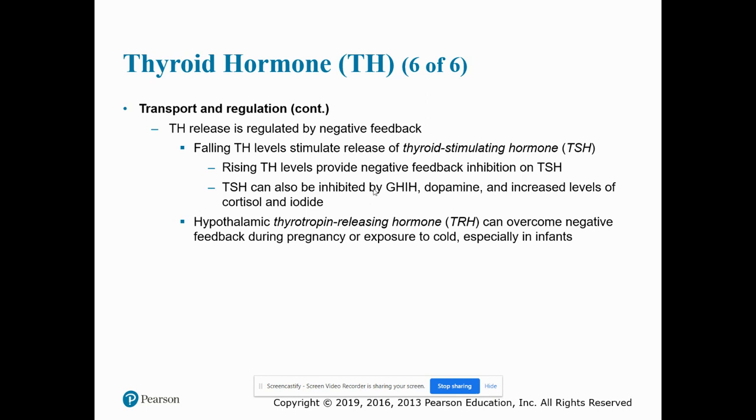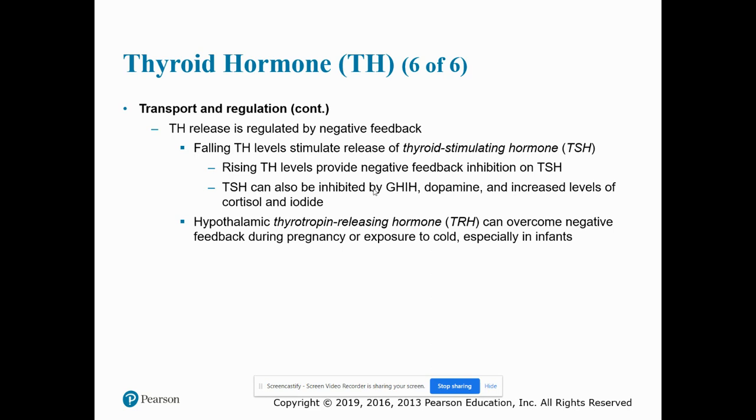Thyroid hormone release is regulated by negative feedback. So if the levels of thyroid hormone fall, that is going to stimulate the release of thyroid-stimulating hormone. Rising levels of thyroid hormone provide negative feedback inhibition on thyroid-stimulating hormone. Thyroid-stimulating hormone can also be inhibited by growth hormone inhibiting hormone, dopamine, and increased levels of cortisol and iodide. Hypothalamic thyrotropin releasing hormone can overcome the negative feedback during pregnancy or exposure to cold, especially in infants.